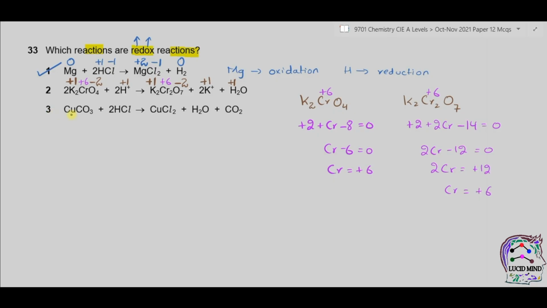Let's look into the third one. We have copper carbonate, HCl. In copper carbonate, copper is plus 2. In copper chloride, again copper is plus 2. No change has taken place. In HCl, we have plus 1 for hydrogen, negative 1 for chlorine. In water, plus 1 for hydrogen, negative 2 for oxygen. In carbon dioxide, plus 4 for carbon, negative 2 for oxygen.